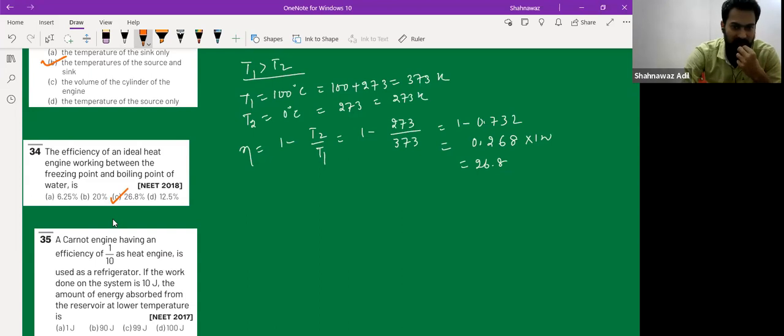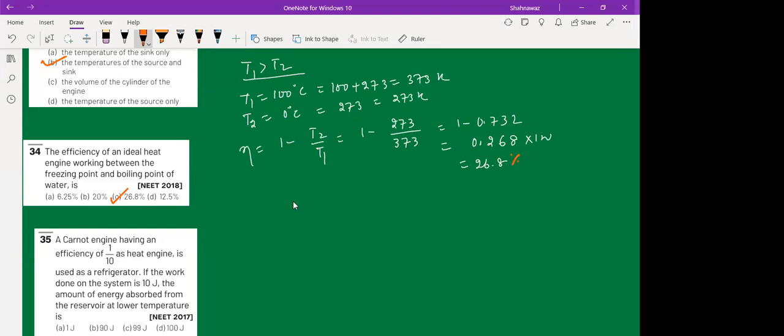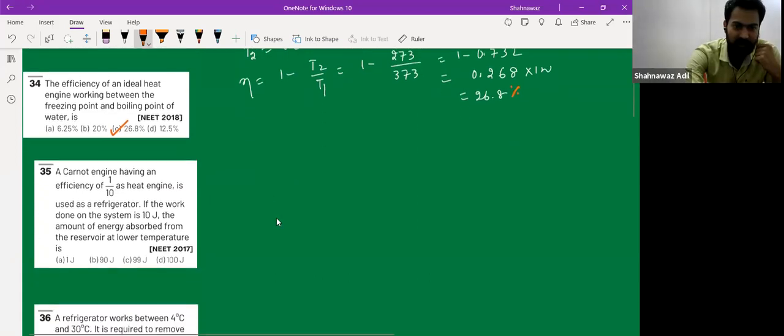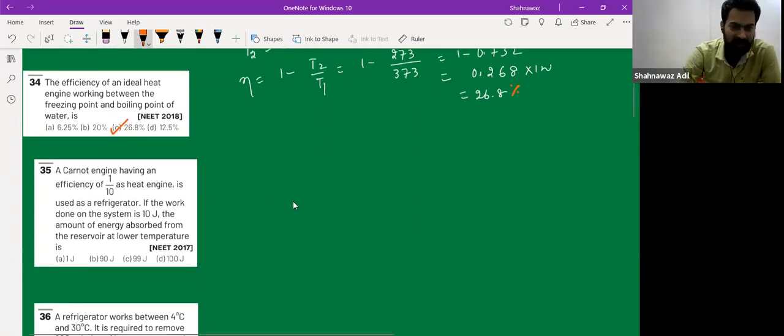Any doubt, guys? Any question? No, sir. Okay. Now let us do this problem. A Carnot engine having an efficiency of 1 by 10 as a heat engine is used as a refrigerator, right? So if the work done on the system is 10 joule, the amount of energy absorbed from the reservoir at lower temperature, right?